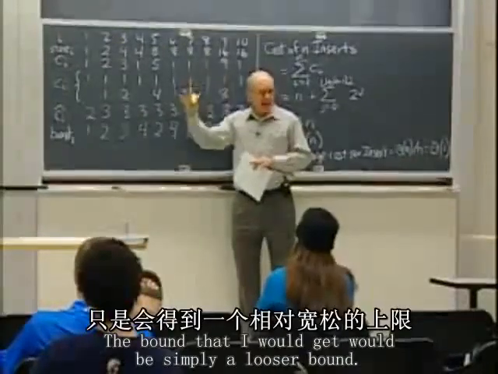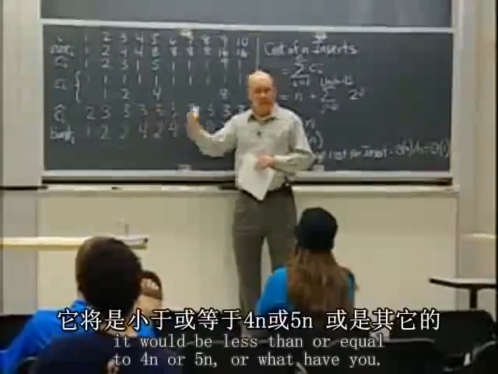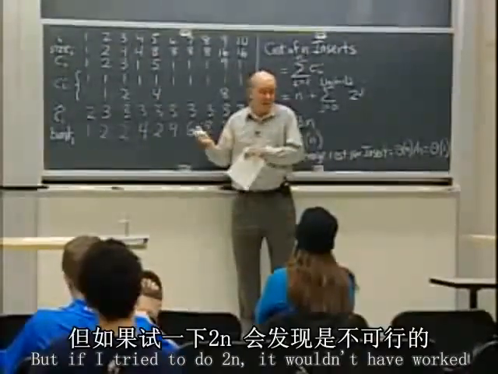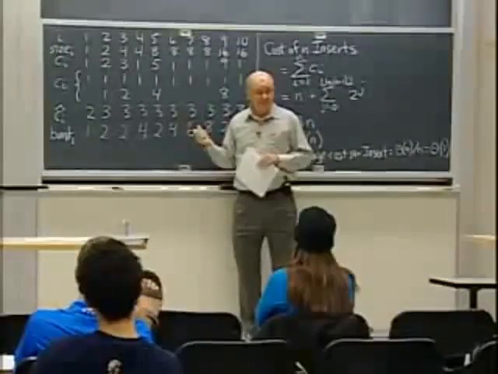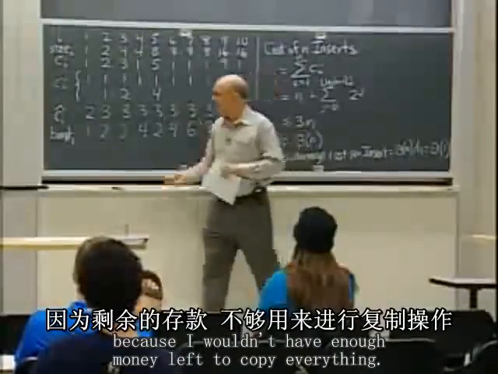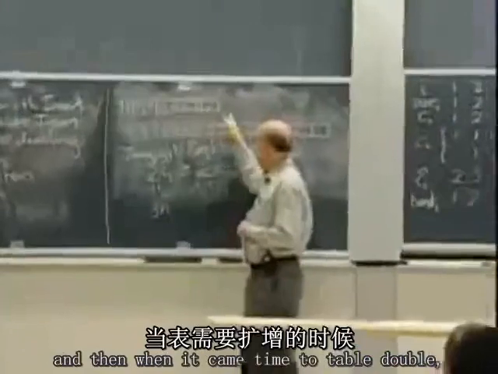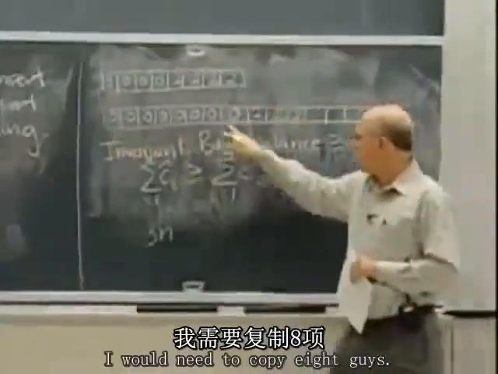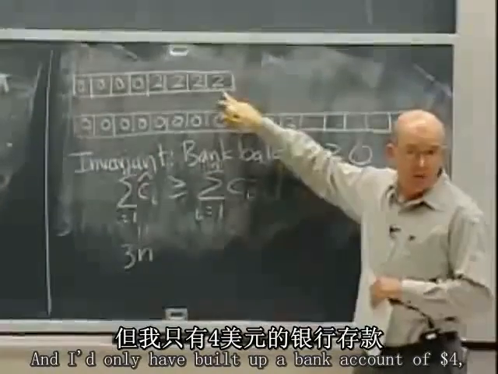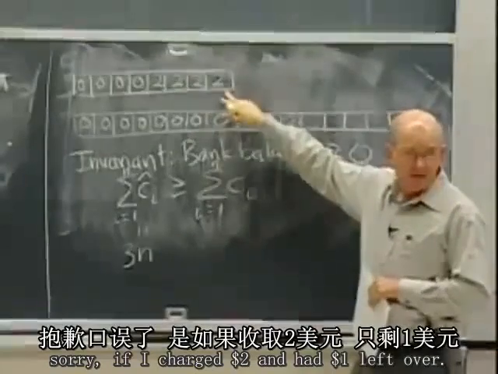The bound that I would get would be simply a looser bound. Instead of it being less than or equal to 3n, would be less than or equal to 4n or 5n or what have you. But if I tried to do 2n, it wouldn't have worked. Okay? Because I wouldn't have enough money left to copy everything. What would happen is I would have only $1 in this, and then when it came time to table double, I would need to copy 8 guys, and I'd only have built up a bank account of $4 if I charged $2 and had $1 left over.